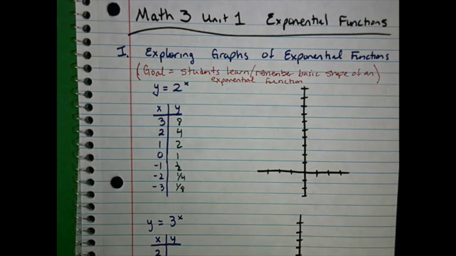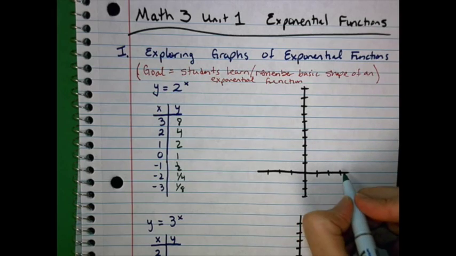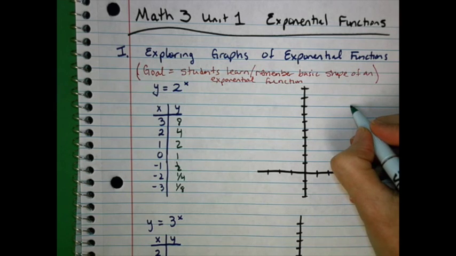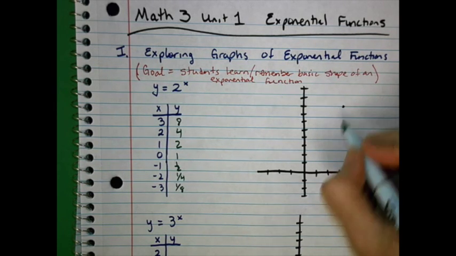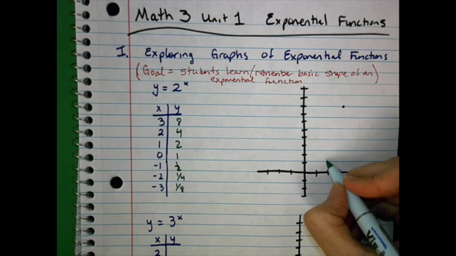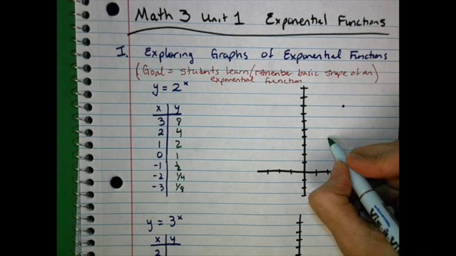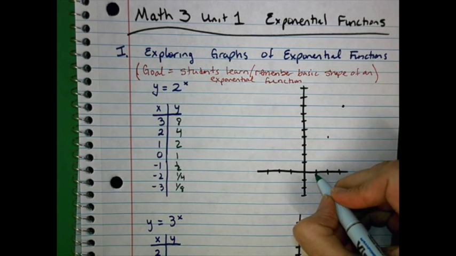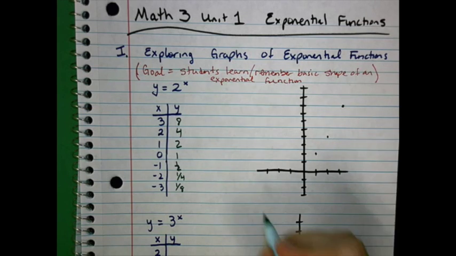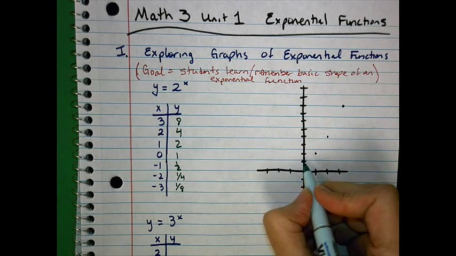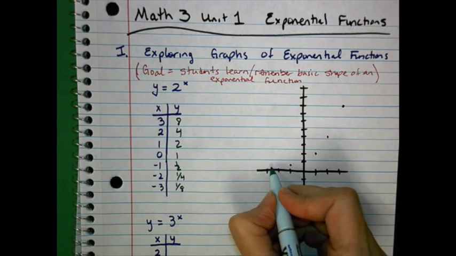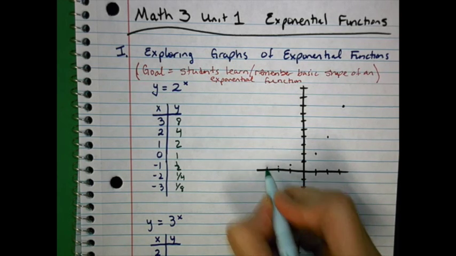And when you go to graph those, you find that at 3, you're all the way up here at 8. At 2, you're at 4. At 1, you're at 2. At 0, you're at 1. And then we start being very small, a half, a fourth, an eighth.